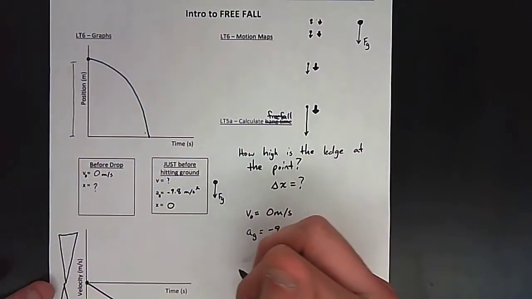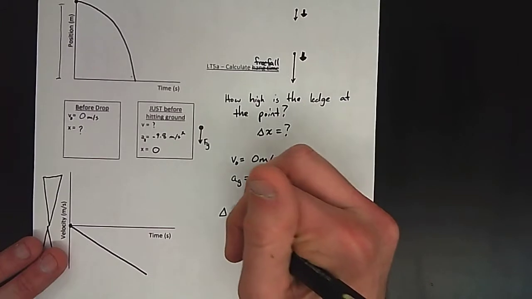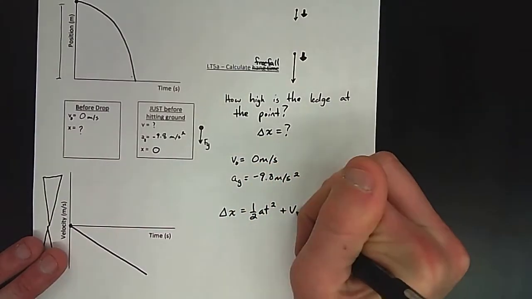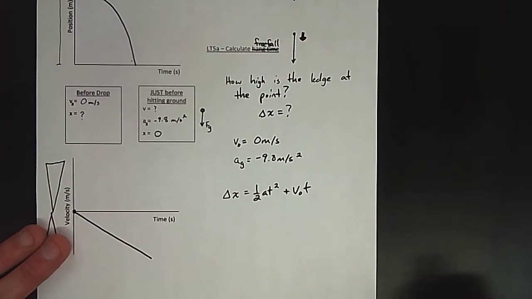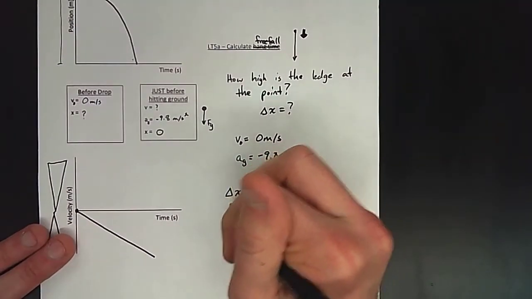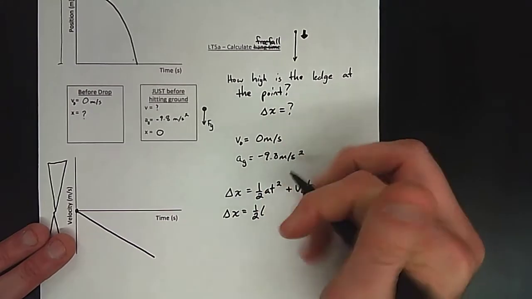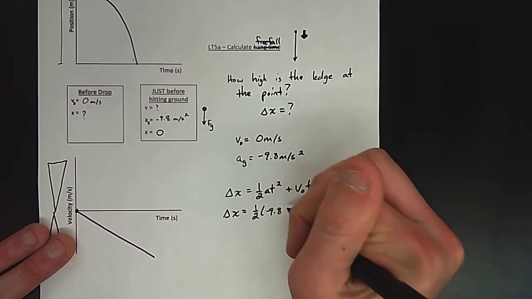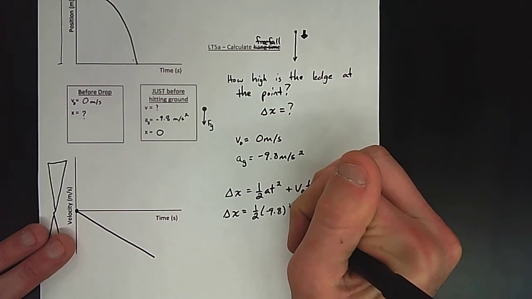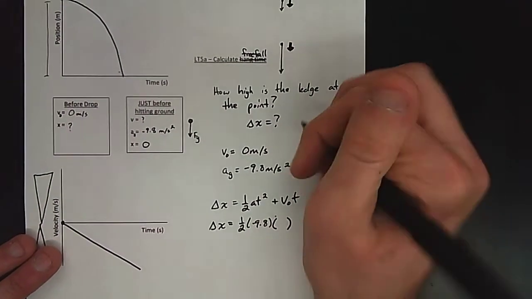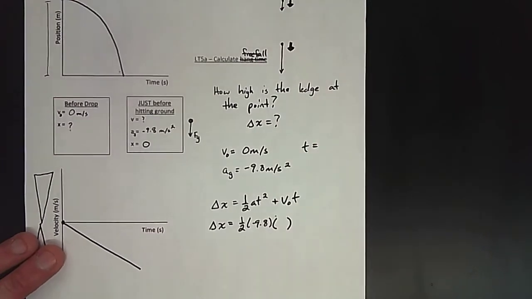All right, so delta x is equal to 1/2 at squared plus initial velocity times time. Right? And now it's just a plug and chug to find my distance. All right, 1/2 acceleration is negative 9.8 meters per second squared times the time. Oh, so I don't know time yet. Right? And I need that to solve my distance.